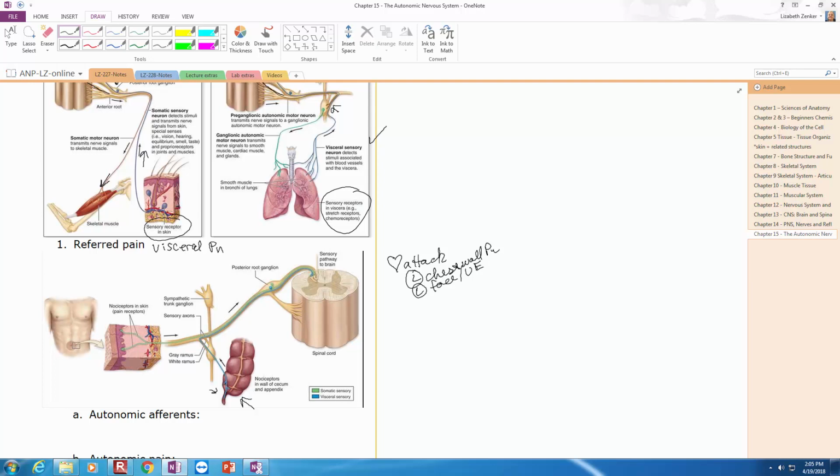So why do we have these referred symptoms? Anybody had kidney pain before? Where did it refer to? Back.